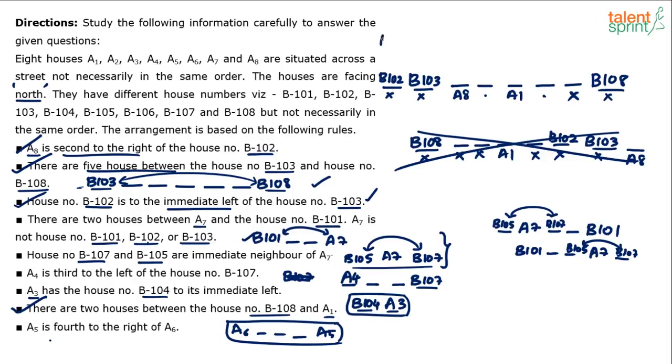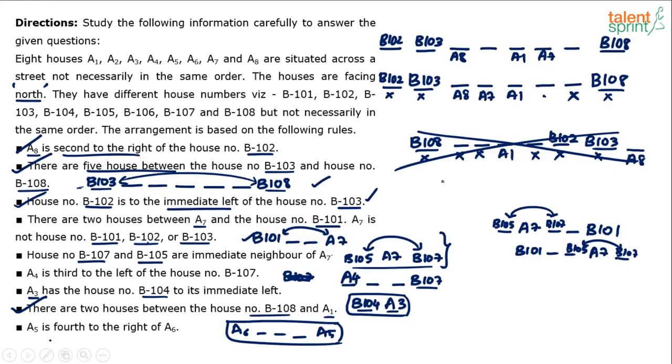So let me duplicate it, right? B102, B103, right? 1, 2, 3, 4, 5, 6, 7, 8. This is B108. And then we have A8 here, A1 here, right? We know that there are two possibilities. Either A7 comes here or A7 comes here, which I will take here. Are you able to follow? So both the possibilities of A7 have been considered, either this position or this position.